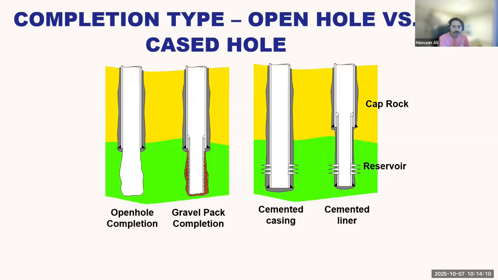And gravel pack completion is also a type of open hole completion because there is unsupported formation, but then you have gravel pack at the very bottom. Gravel pack is essentially a piece of completion. It acts like a filter. So if there is a lot of sand in your reservoir, the gravel pack completion can actually help. It acts as a filter from sand, and it will prevent all the sand from going into the well.